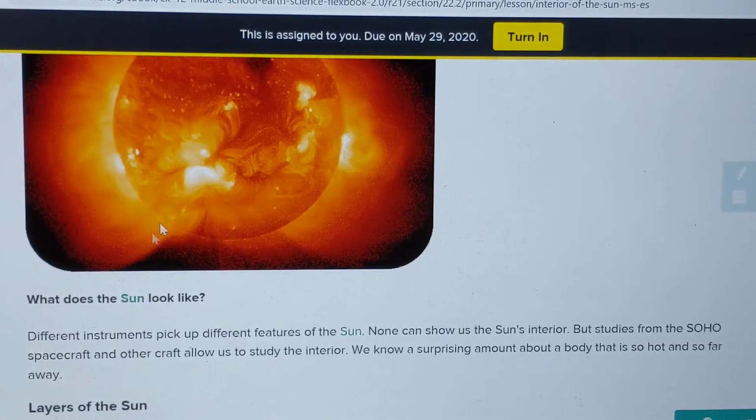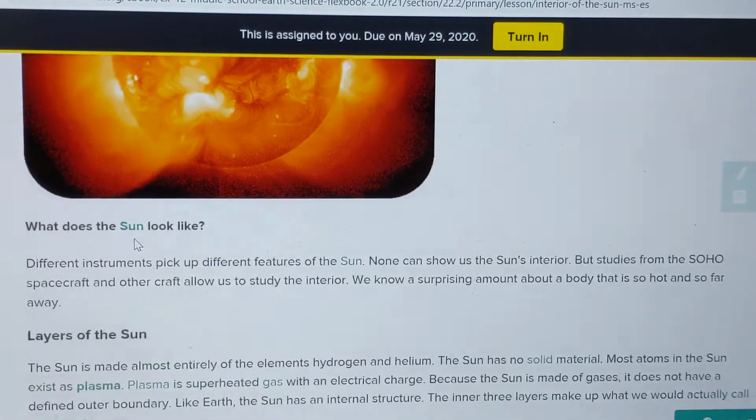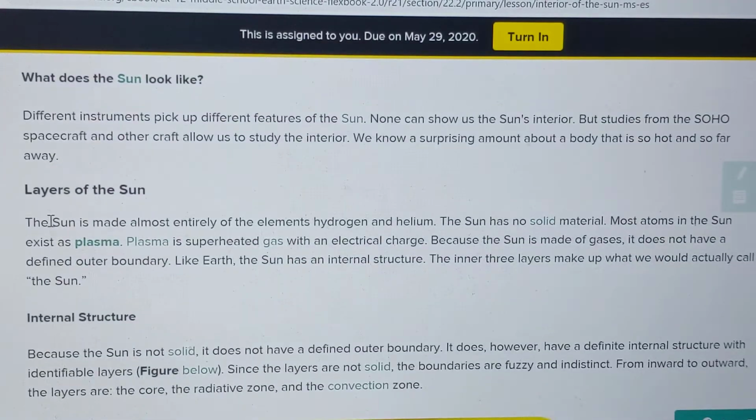Okay, and I got a picture of the sun. Here's what the sun looks like. It tells me instruments pick up different features of the sun. None can show us the sun's interior, but studies from the SOHO spacecraft and other craft allow us to study the interior. We know a surprising amount about the body that is so hot and so far away. Okay, then I read through layers of the sun.